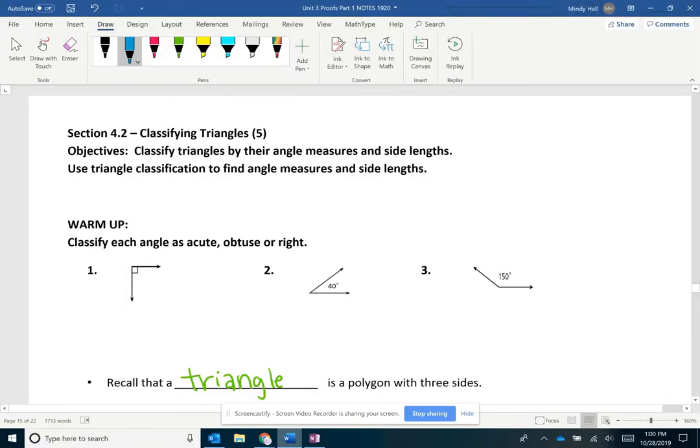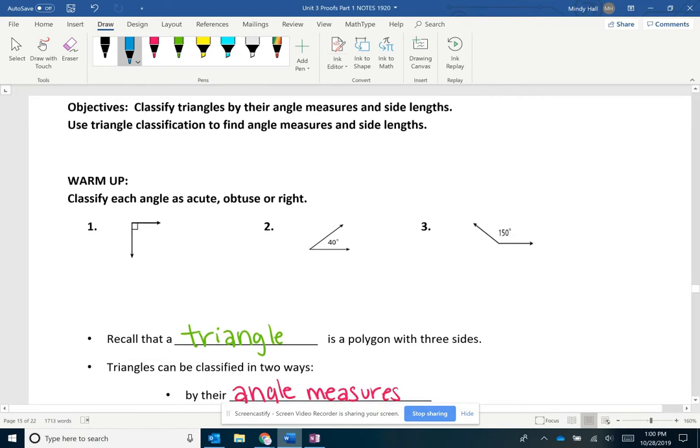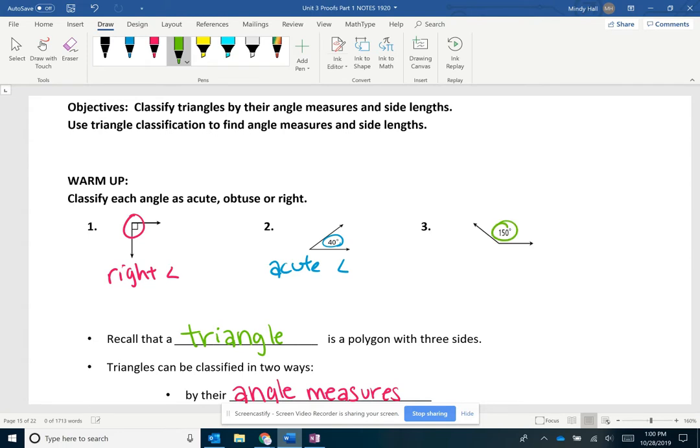Alright, we are on lesson 5 of unit 3 in geometry, and we are going to be classifying triangles today. So starting off, we are just going to classify our angles. This first one, because of this little box, we know it is a right angle. For the second one, because its measure is less than 90, this would make it an acute angle. And with this last one, because we have 150, it's more than 90, so this would be an obtuse angle.